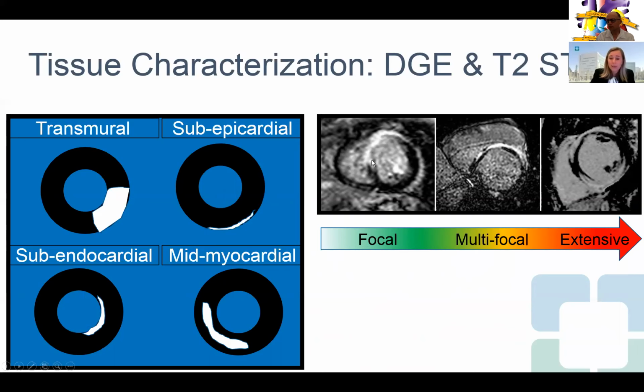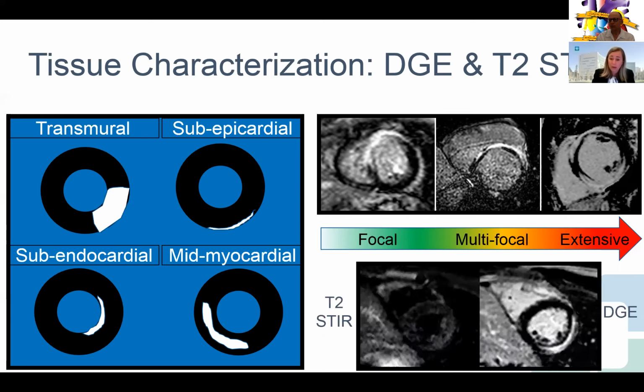And you can see that this can be in a focal distribution, as we see here in the anteroseptum and anterior wall. It can be multifocal, where you've got multiple areas of uptake of gadolinium, and this can be focal on diffuse and then progress to more of an extensive uptake, as you can see here, through multiple territories. So you appreciate how, even in different individuals with the same pathology, the spectrum is quite broad.